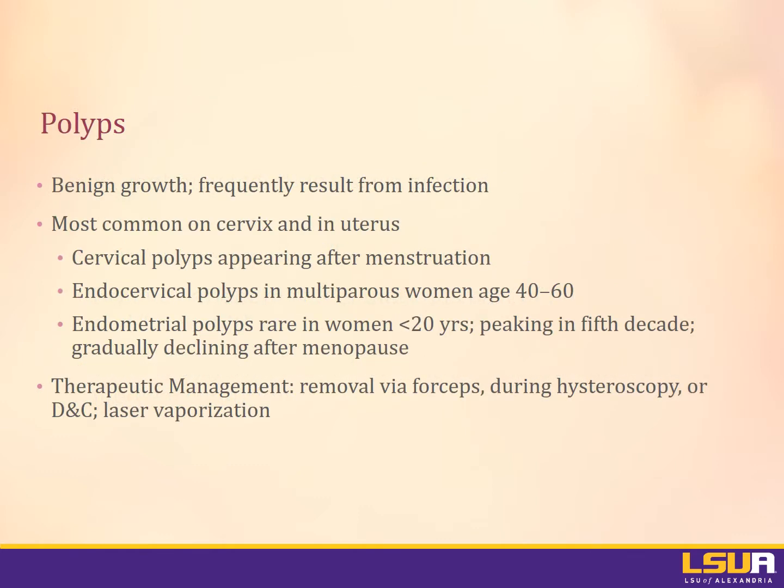Polyps, most of the time they are benign, and I'm talking about in the reproductive tract now. They're frequently a result of infection. The most common are in the cervix or in the uterus. Cervical polyps often appear after menstruation. The endocervical polyps usually occur in women between the ages of 40 and 60. The endometrial polyps are rare in women who are less than 20, but they peak at about the age of 50, and they usually will go away after menopause.